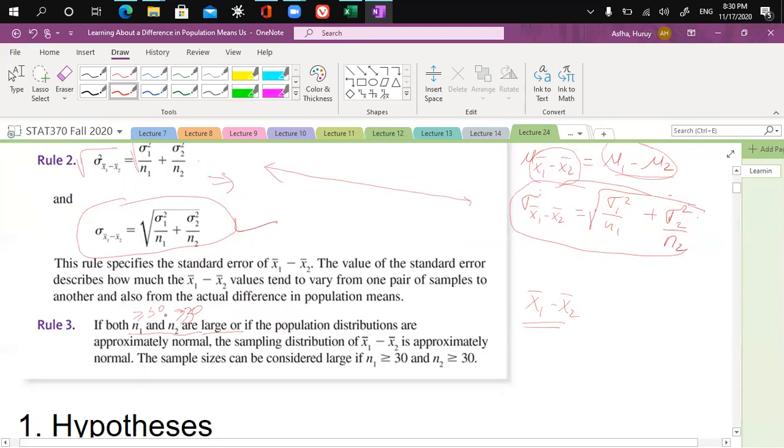And another possibility: if this large sample criterion is not met, then we need to look at whether the population distributions are approximately normal. Now, when we select the two samples, here is population 1, here is population 2. From this one, we will get a smaller sample 1, and from this one, we will get sample 2.